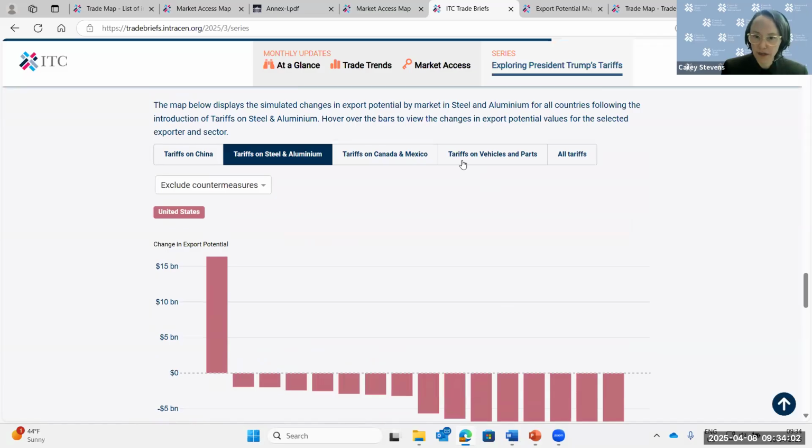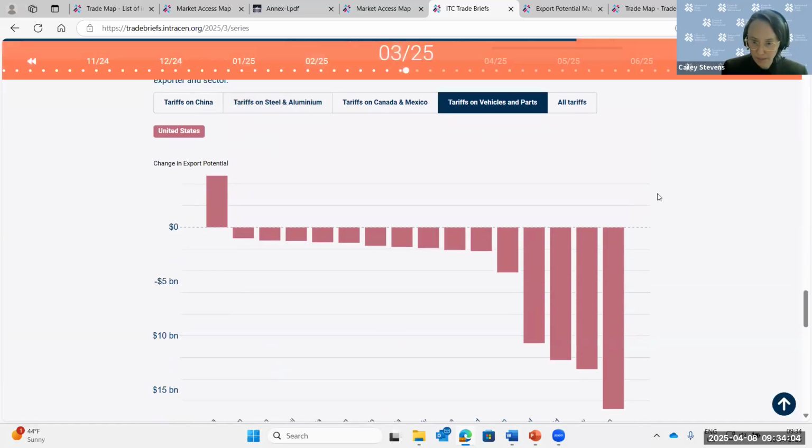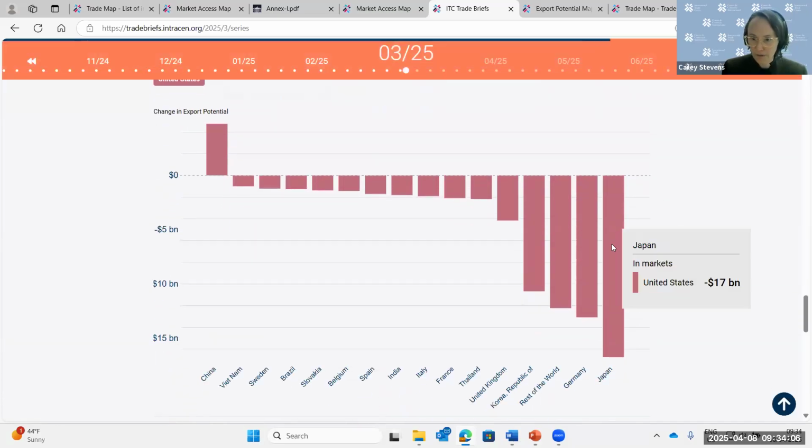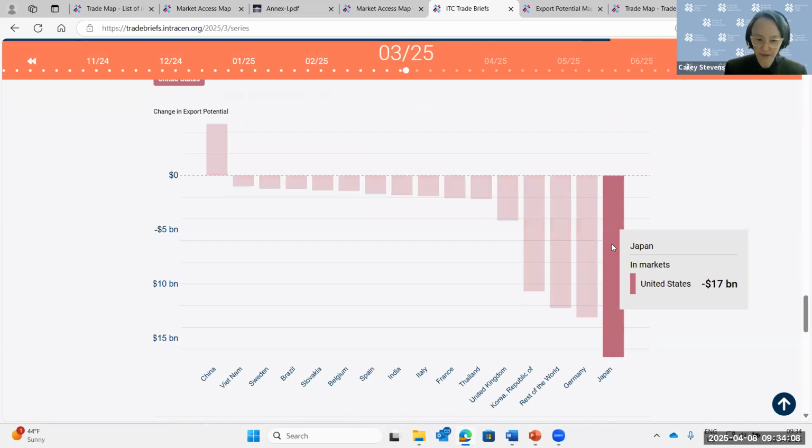And if we look at tariffs on vehicles and parts and hover over Japan, we can see that the tariffs on cars and car parts in the US market are likely to reduce Japan's export potential for cars and car parts in the US market by $17 billion by 2029.